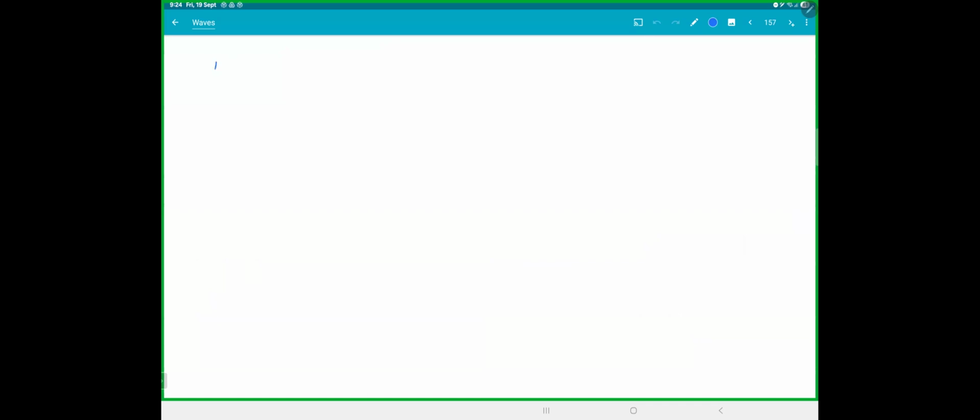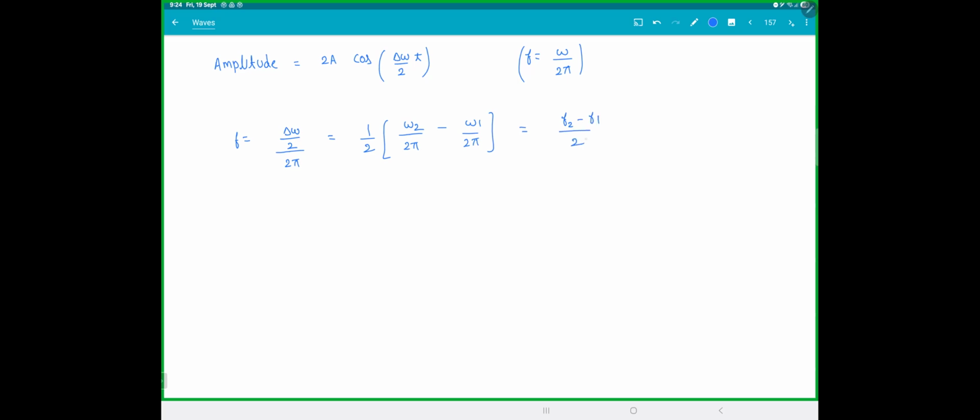So we know the amplitude is 2a cos(Δω/2 · t). We know frequency is ω by 2π. So here the beat frequency f will be Δω by 2π, which is 1/2 of (ω2/2π minus ω1/2π). This is nothing but (f2 minus f1) by 2. Even you can see in this picture also.